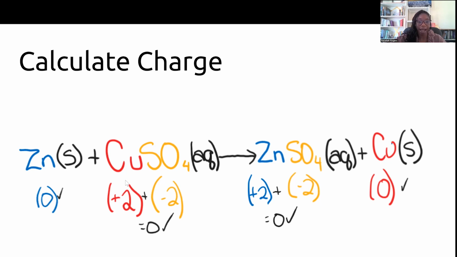Now that we have each of these, we see the copper, we see the zinc, and we see the sulfate. We can separate these each into their own reaction to see whether or not electrons are changing and where the electrons are changing.